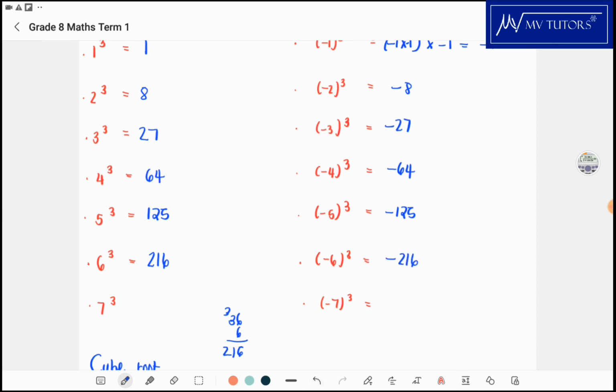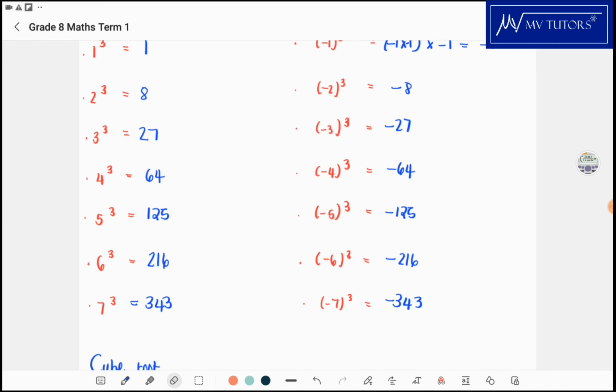Now 7 cubed, I know 7 squared is 49. So if I say 49 times 7, 7 times 9 is 63. 4 times 7 is 28 plus 6, that's 34. So now we have 343, and here negative 343. All right. And you can go on and do up until 15.